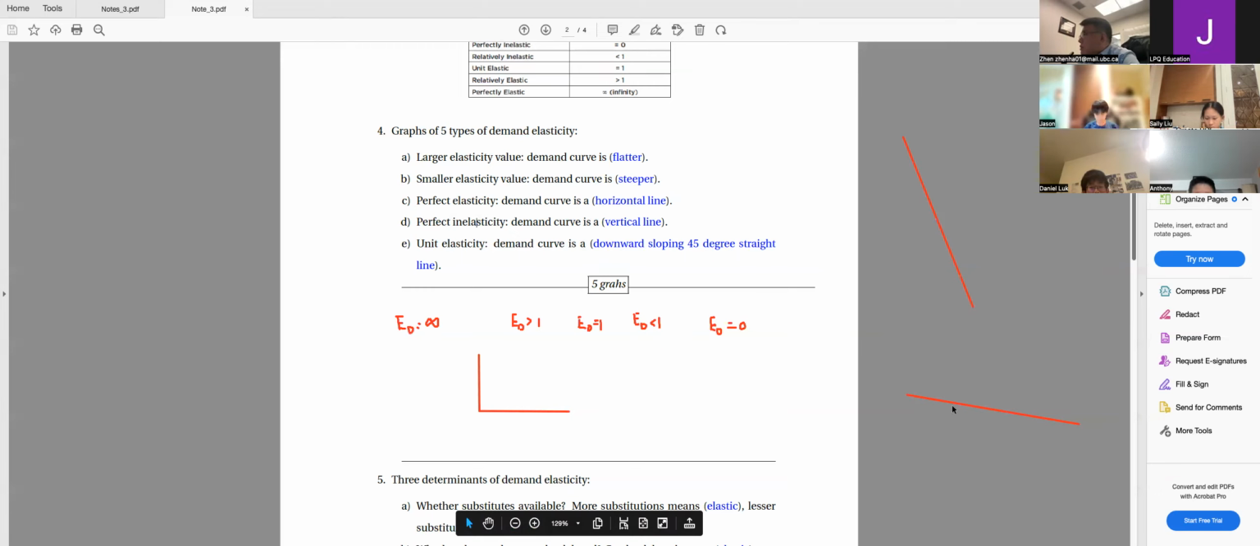Both these two curves are downward sloping, but should you choose A or B for ED greater than 1? Just choose one, A or B. You can put your answer into the chat box so I can see. If ED is greater than 1, should your demand curve look like A or like B?